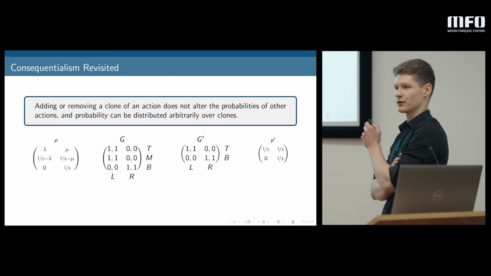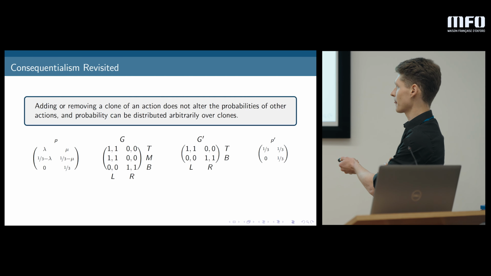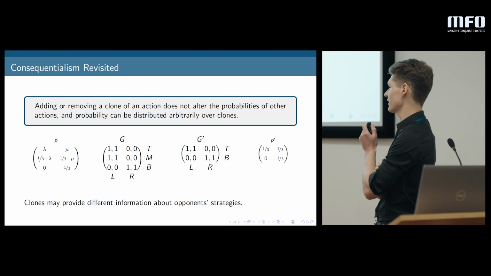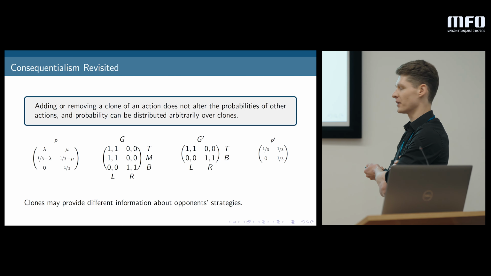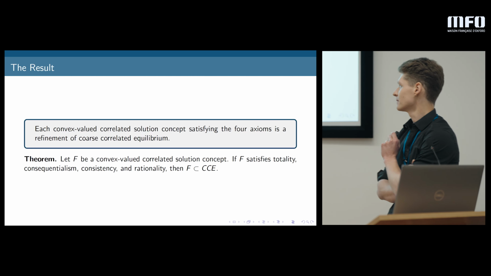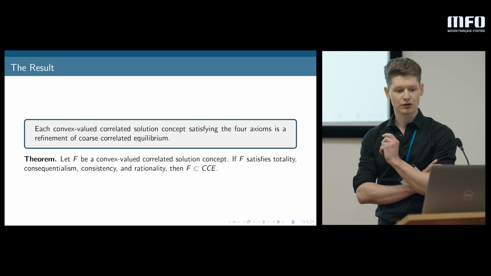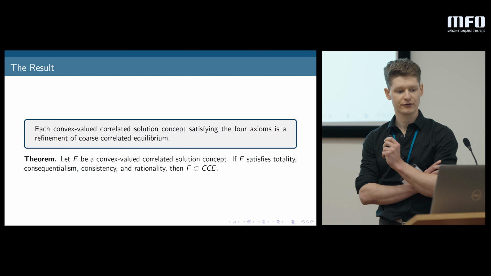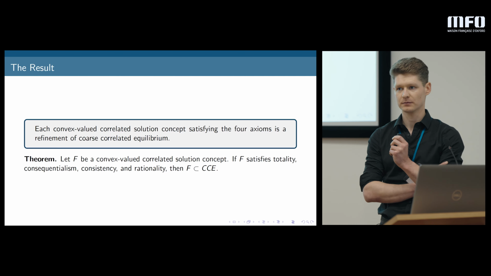This is sort of a strong notion of consequentialism. There is a weaker one where we require lambda and mu to be equal. The difference between those two notions is that in the strong notion, clones may provide different information about opponent strategies. Okay. And then the result is that any convex-valued correlated solution concept that satisfies these four axioms with the revised version of consequentialism has to be a refinement of coarse correlated equilibrium.